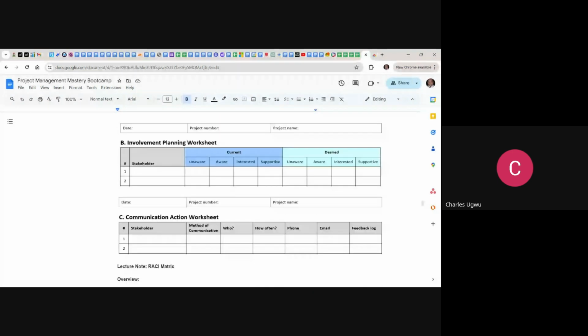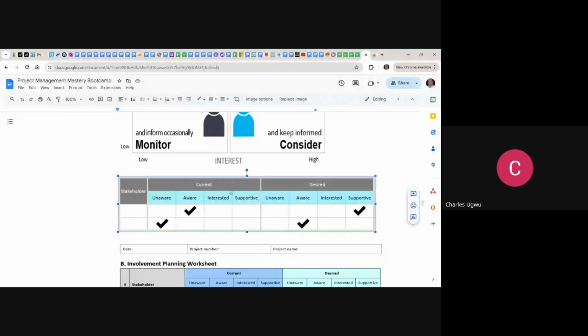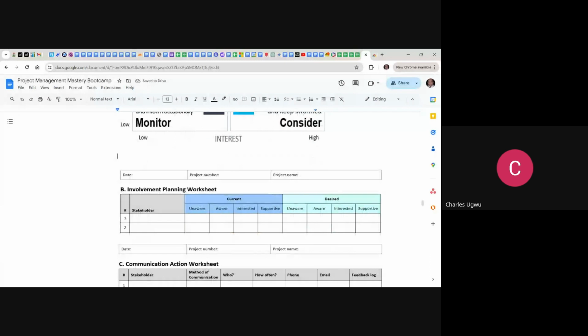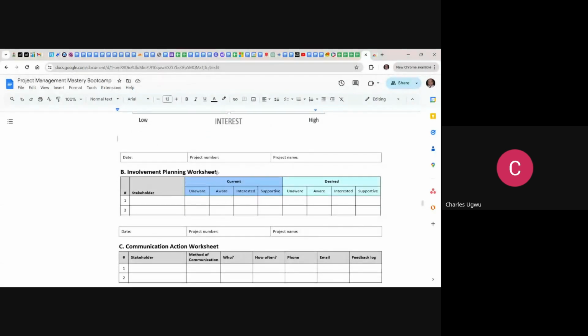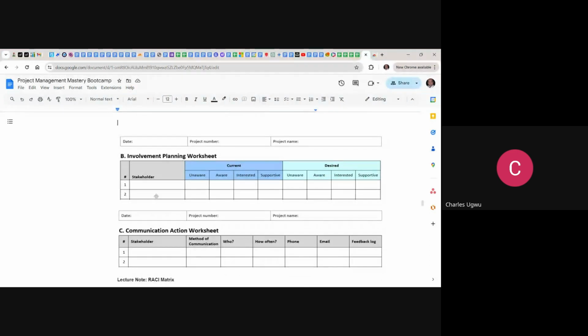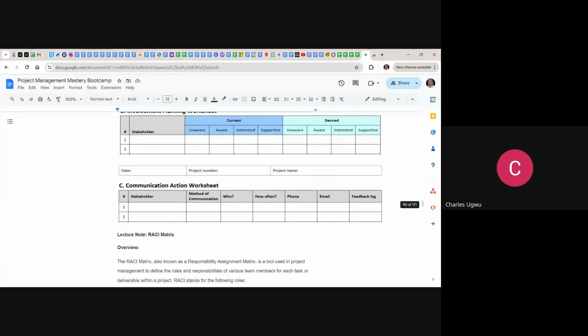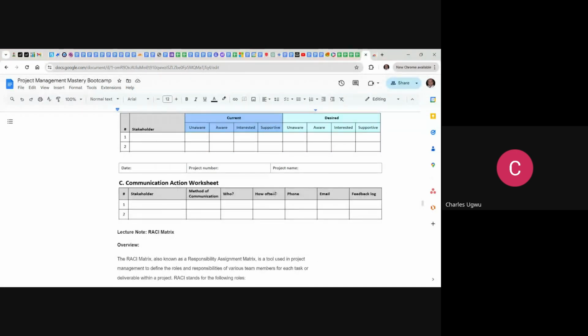I've captured them here, and I will show us live how we are going to use it. We've seen this document before. This stakeholder analysis document is where you identify your stakeholders by their name. And then this is where you capture their level of interest and level of awareness and where you want them to be. And this is what we call the communication action sheet. We've seen this document before. You capture stakeholders and the method of communication and how often.